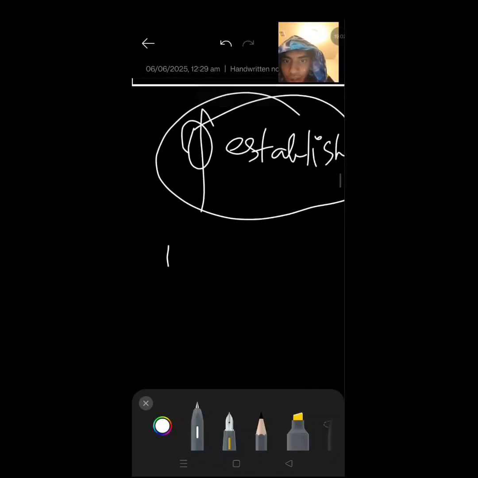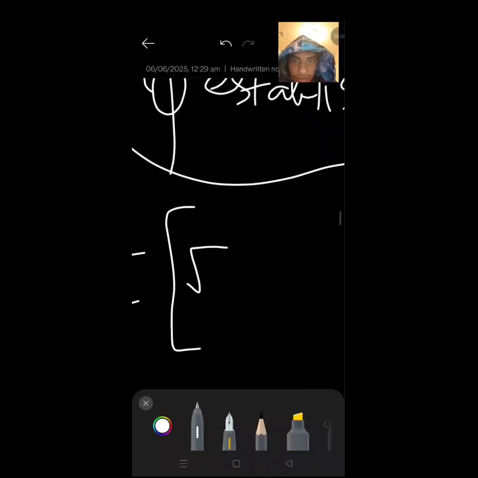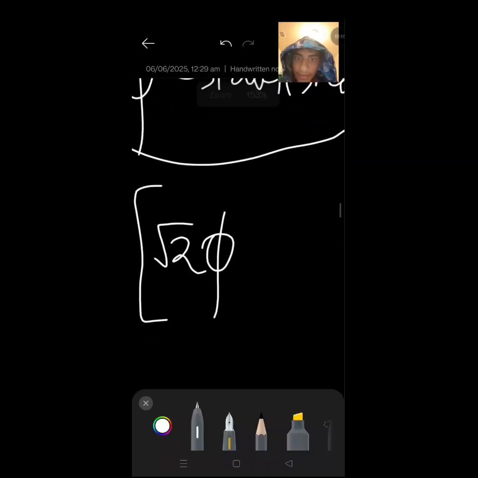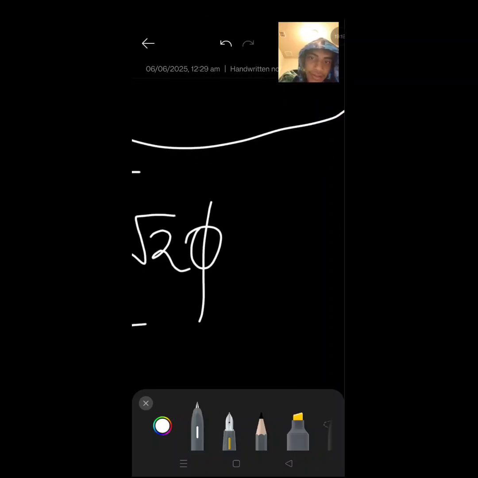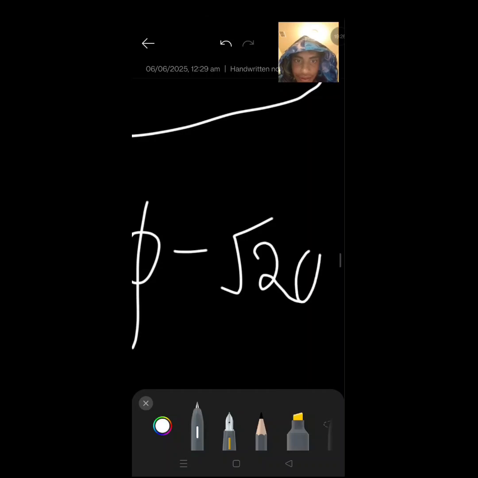So now half though is there in both. The first thing will be positive root 2, sorry, not theta, phi. Positive root 2 phi. And then it will be plus minus root 2 theta. But plus minus is minus only, so minus root 2 theta. Done. Integration is all done.